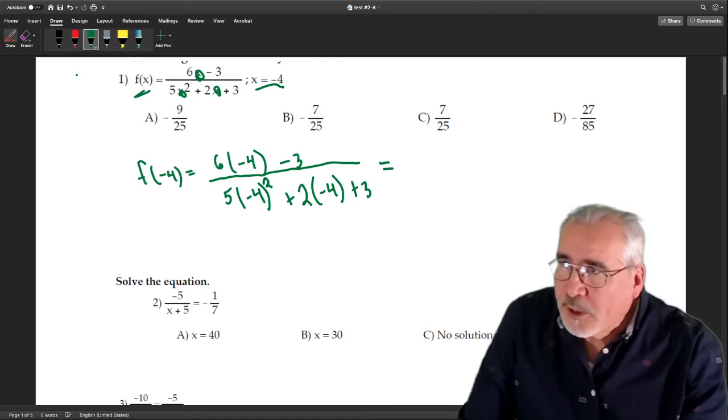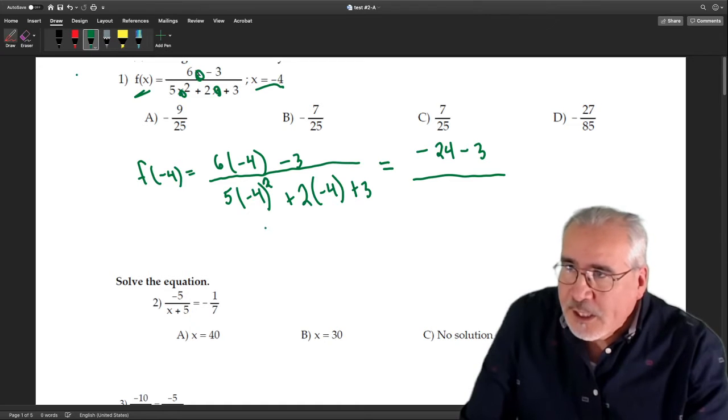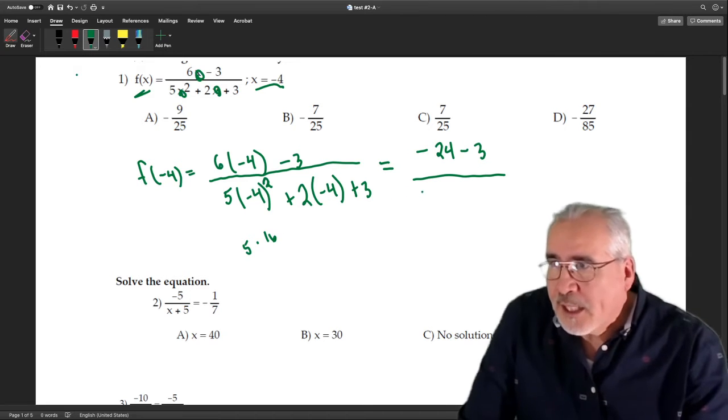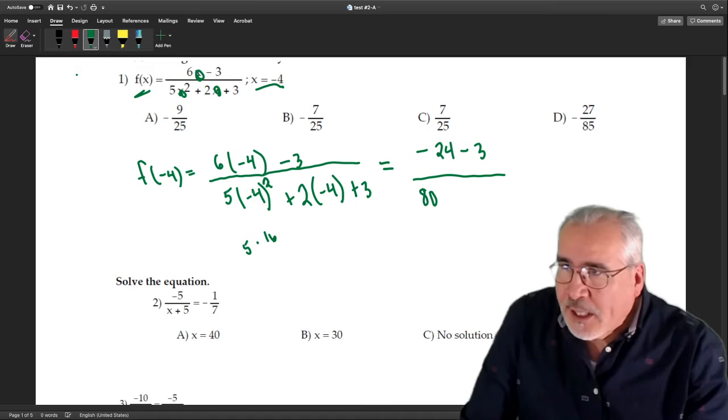In the numerator, we've got 6 times -4. That gives us -24 minus 3. In the denominator, we get -4 squared, so we're squaring -4. That's -4 times -4, that's 16. 16 times 5 is going to be 80. And of course, you're always welcome to pull out a calculator. It's positive because squaring -4 makes it a positive 16 times 5.